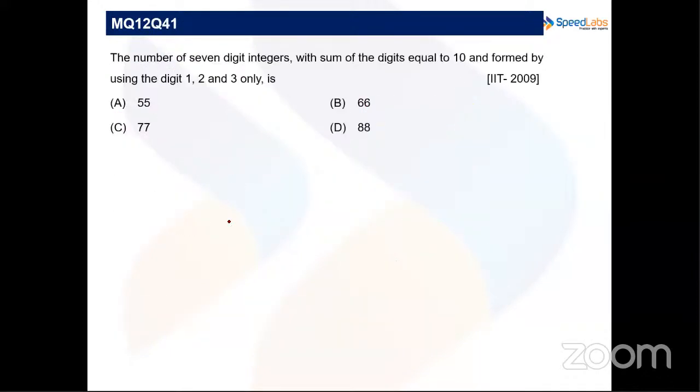Moving to the next. Okay, again 30-second time. The number of 7-digit numbers with sum of the digits equal to 10 and formed by using the digits 1, 2, and 3 only is. Speed up, speed up, speed up.